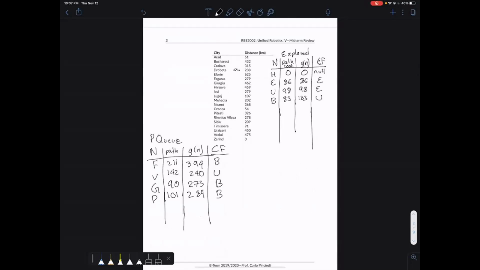Cool. So we look at our list. We say, okay, what's next to explore? In this case, it's going to be node V. We can fill in our values here of 142 and 240. And this came from node U.